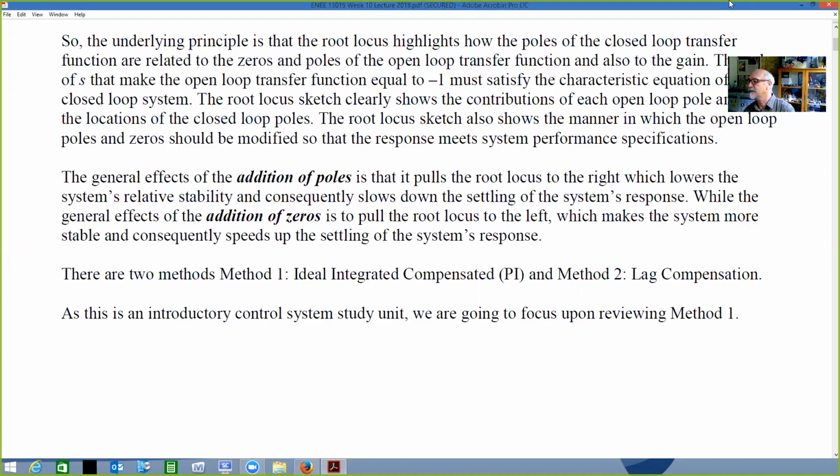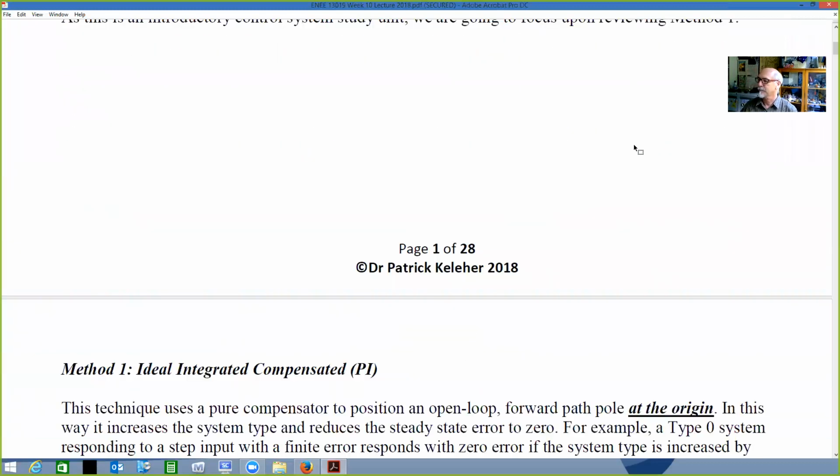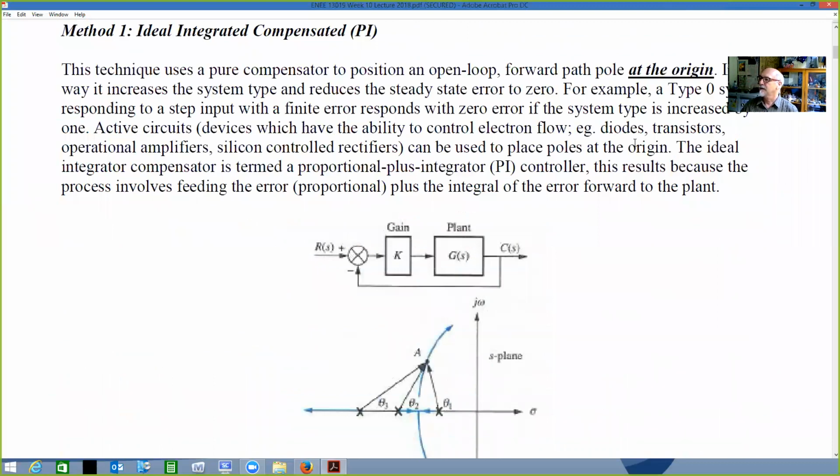There are two methods. Method 1 is the ideal integrator compensator, or what we call PI, and method 2 is the lag compensation. As I say, it's an introductory unit. We're going to concentrate on method 1, the ideal integral compensation technique, PI. Now, this technique uses a pure integrator compensator to position an open loop forward path pole at the origin.